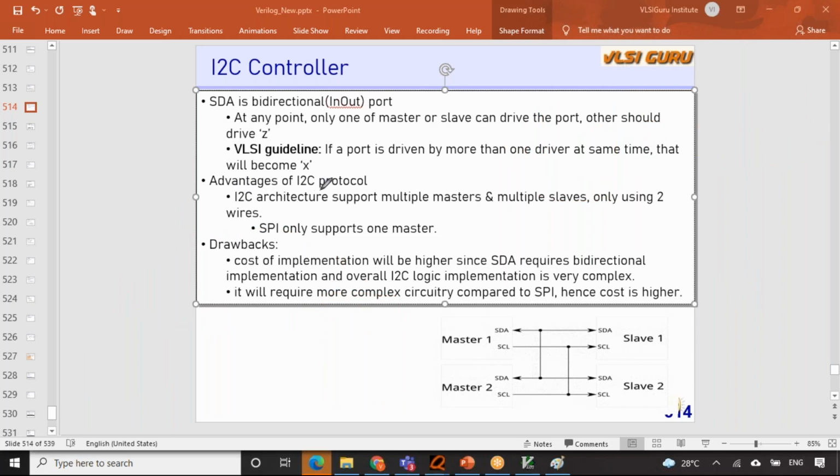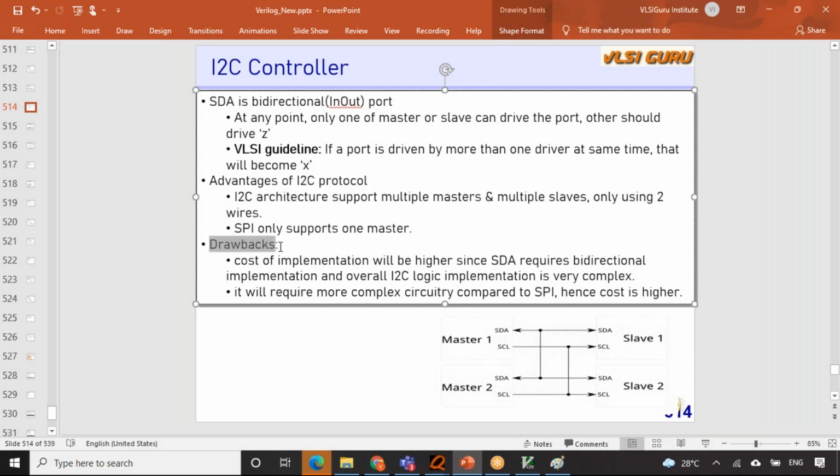Advantages of I2C protocol. The I2C architecture supports multiple masters and multiple slaves using only 2 wires. There is the number 2 here. SPI supports only 1 master. If you learn the SPI protocol, you will realize that SPI only supports 1 master.